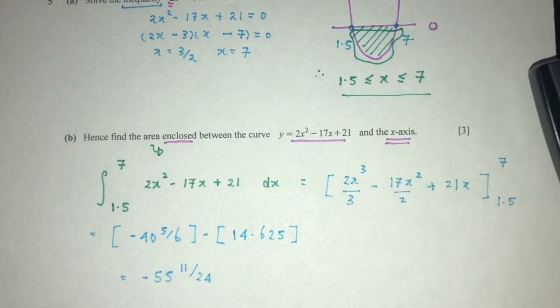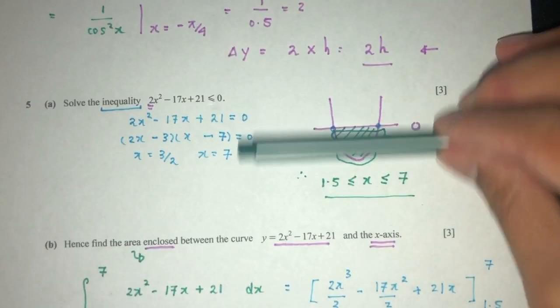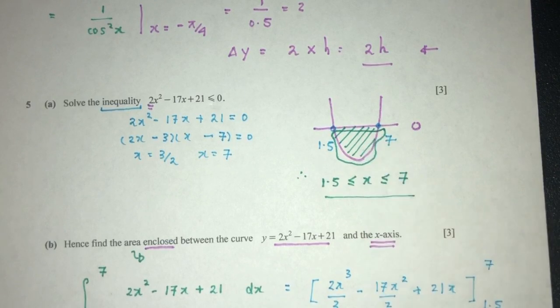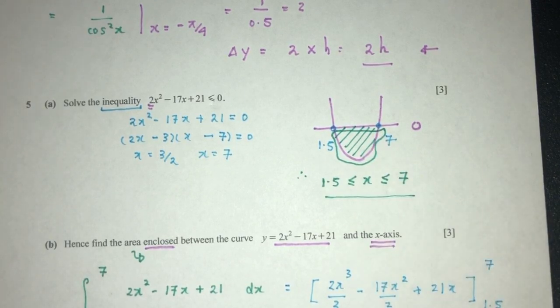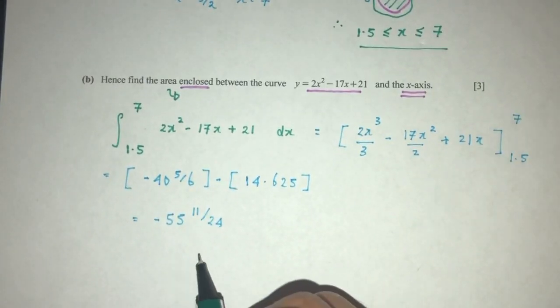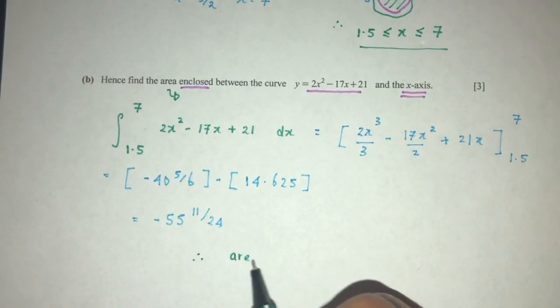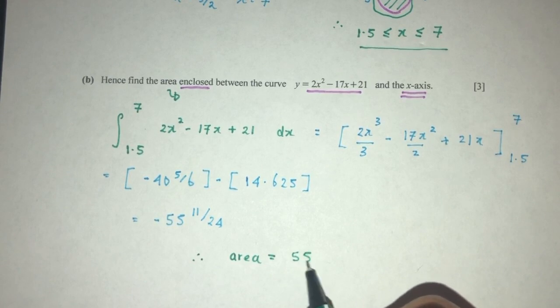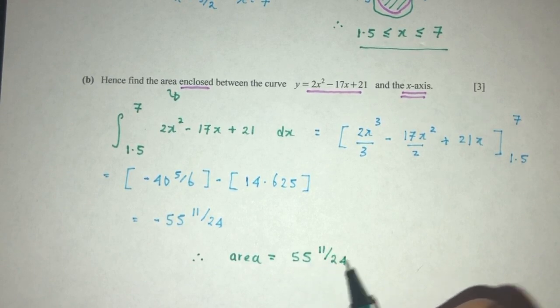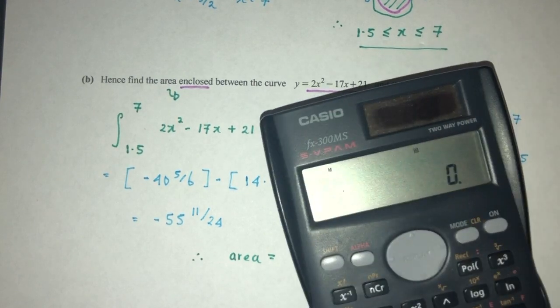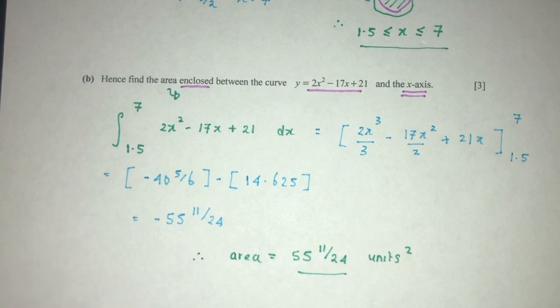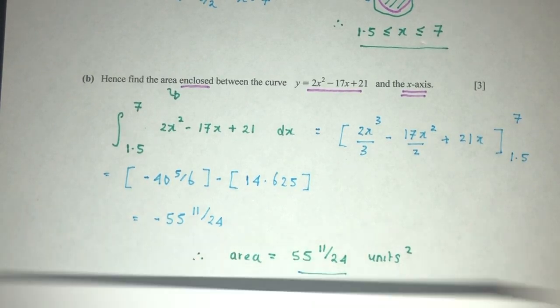Now the reason why the value is negative, as you can see, the area enclosed is below the curve. That's why it will be negative. But we understand area is area. We have no sign with area. There's no need of sign, right, for area. So we can write area would actually be 55 11 over 24 units square. Or you can write correct to 3SF. That will be 55.5 units square. That will be your question number 5.